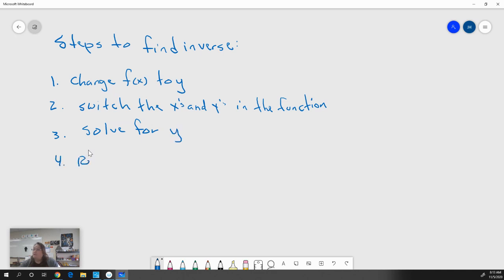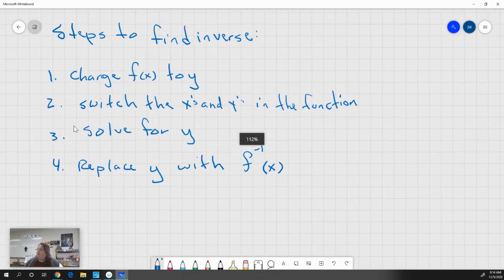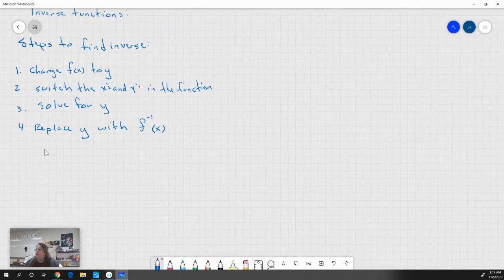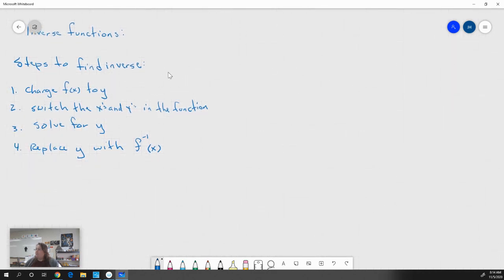And four, replace y with this -1 up here, just means f inverse, right? And so we're just going to replace it with the function format. These steps aren't so bad. Depending on the problems that we have, they can get worse. I'm going to shrink this a little bit and move it over to the corner so we can see them as I solve a problem.